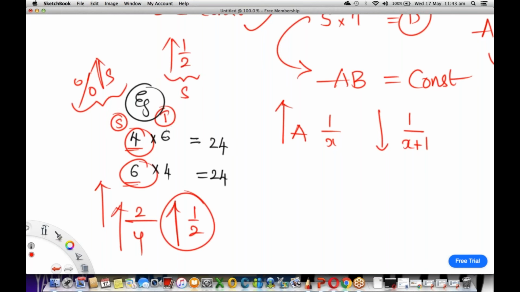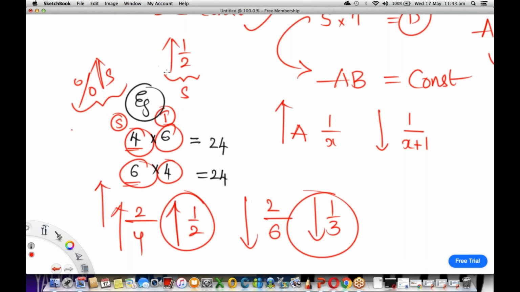And look at what is happening to the time. Initially it takes 6 hours, now it takes 4 hours. There is a decrease in time. What is the percentage decrease? 6 becomes 4, so on top of 6 there is a decrease of 2, which can be written as 1 by 3. So a 1 by 2 increase in speed results in a 1 by 3 decrease in time.